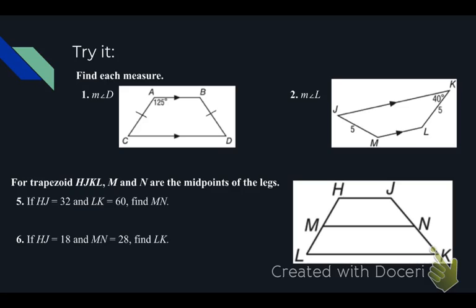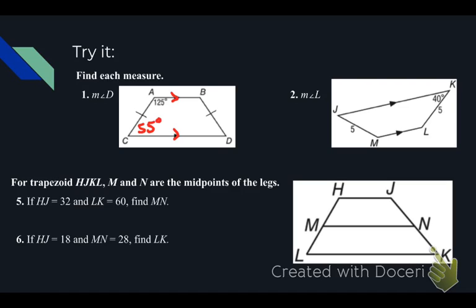Okay, so number one, measure of angle D, and there's a couple ways you could get this, but the way I'm going to look at this is, okay, I have parallel sides, parallel lines, AB and CD are parallel. So that means angle A and C would be same side interior, or consecutive interior angles. So what do we know about those? They have to add up to 180 degrees. All right, so angle C would have to be what?